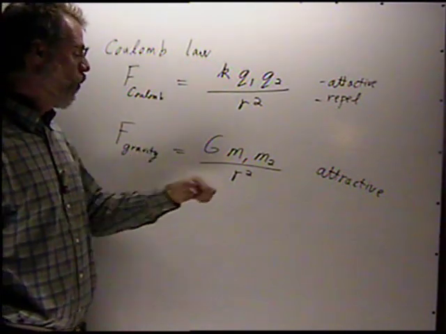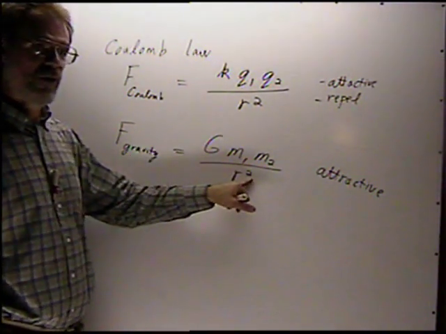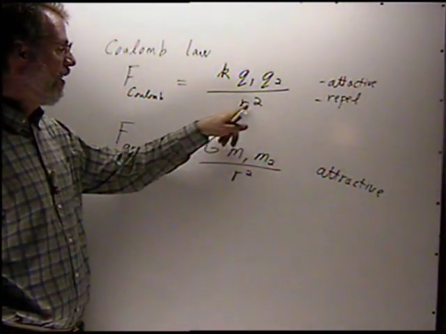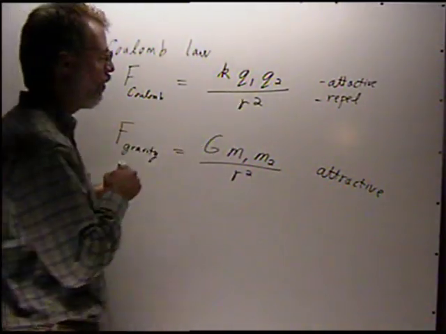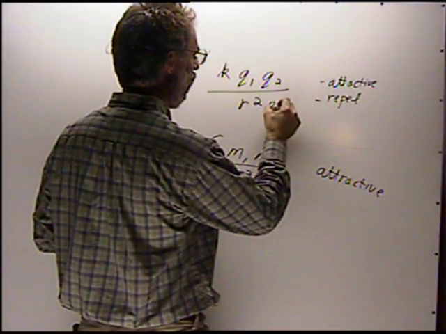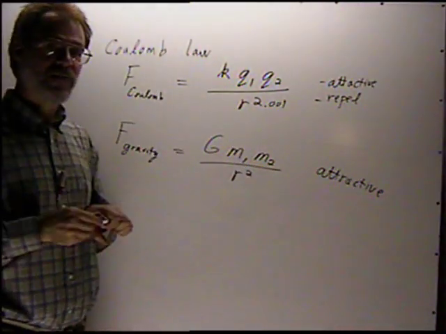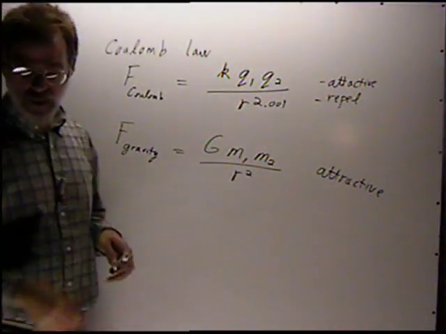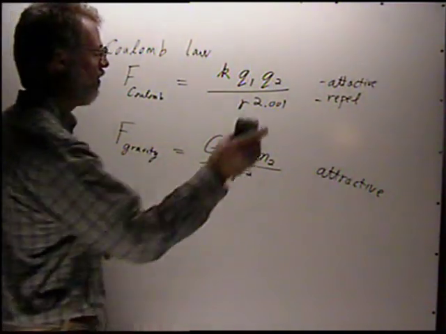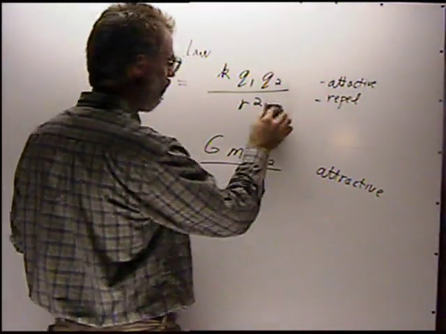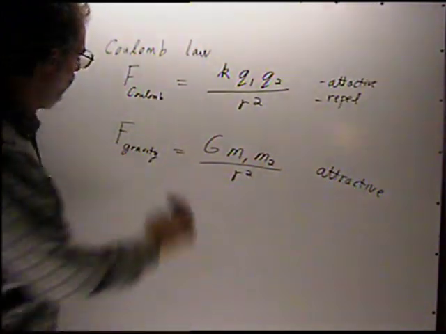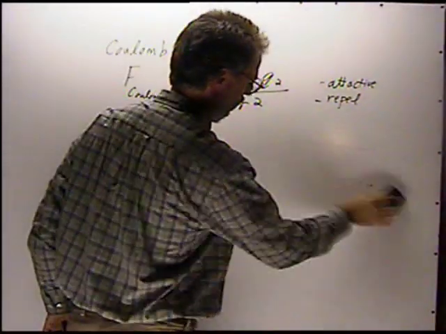Is there any reason why this has to be exactly 2? Is there any reason why, like r squared, what if it were 2.001? Would that make a difference? Well, actually, it would make a profound difference. If this number were anything other than 2, it turns out, I'm going to erase this right now.